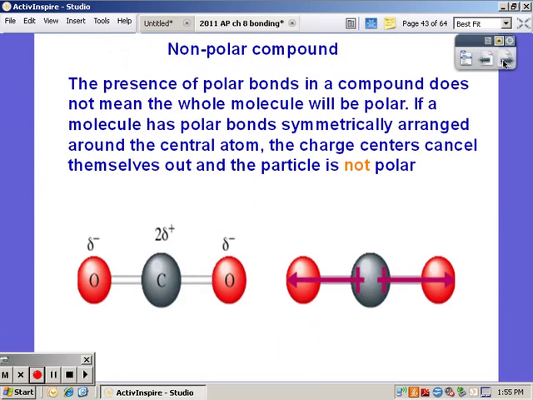The presence of polar bonds in a compound does not mean the entire molecule will be polar. If a molecule has polar bonds symmetrically arranged around the central atom, such as in carbon dioxide, the charge centers will cancel themselves out and the molecule will not be polar. In carbon dioxide, we have oxygen on the outside, so we have negative on the outside and our positive in the inside.